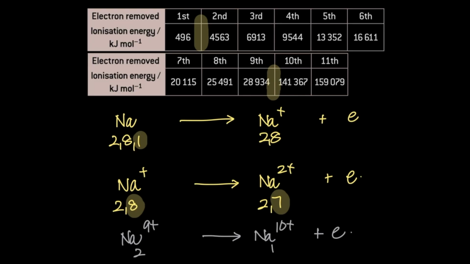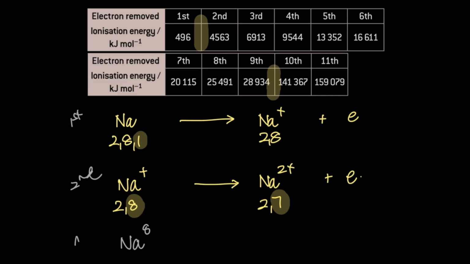So if I were to show that to you also, let me just do that. So basically, this is the first ionization energy, the second, and the ninth. Ninth is 8 plus becoming 9 plus. And that is when 2,1 becomes 2, meaning the last of the second shell electrons is being removed.